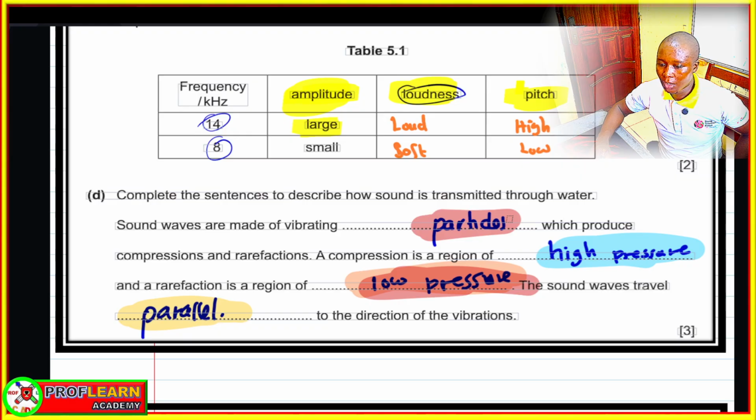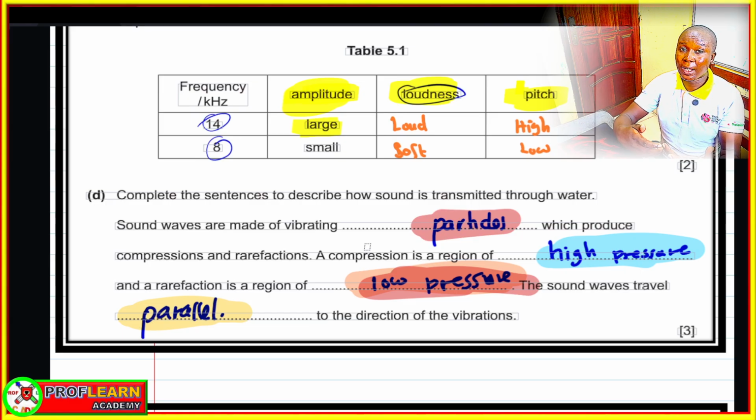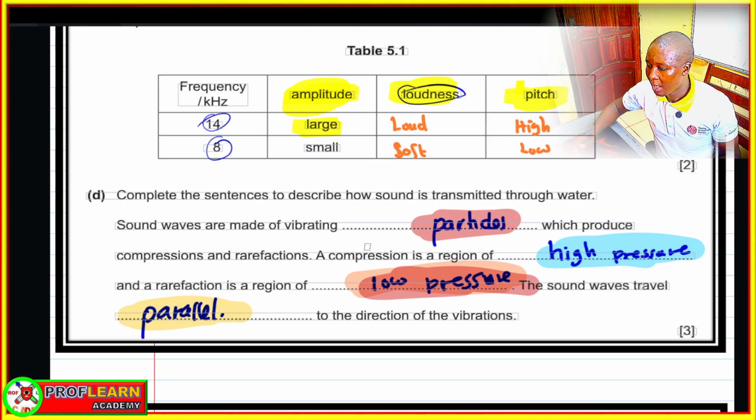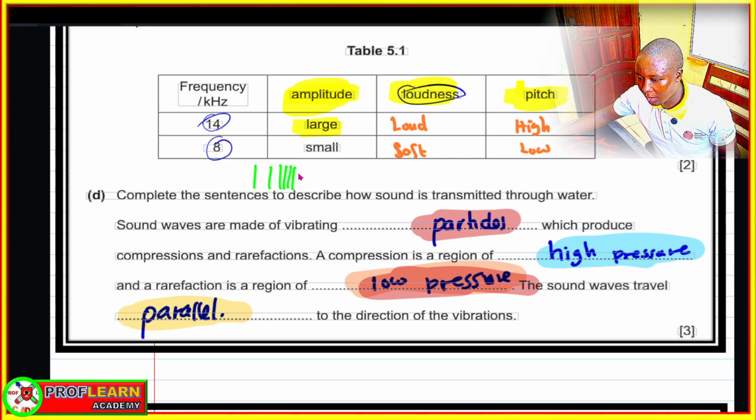Particles vibrate to produce compressions and rarefactions. So you needed to remember that compressions are regions of high pressure, and the rarefactions are regions of low pressure. Diagrammatically, you'll be able to see, maybe you remember these kinds of diagrams. Then we have some lines close here, then some space like that.